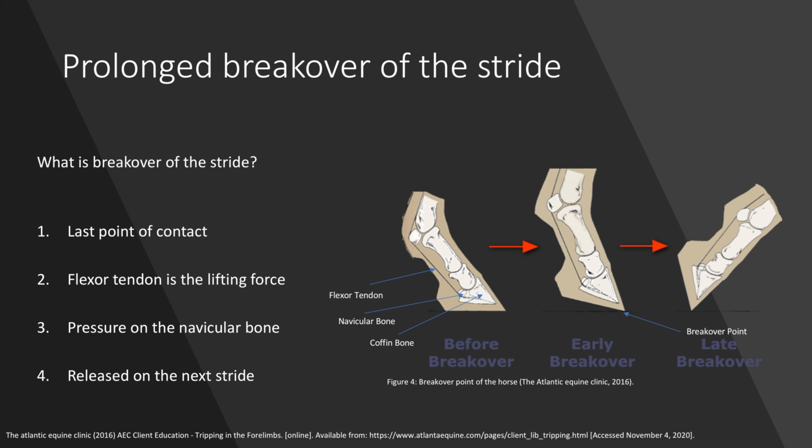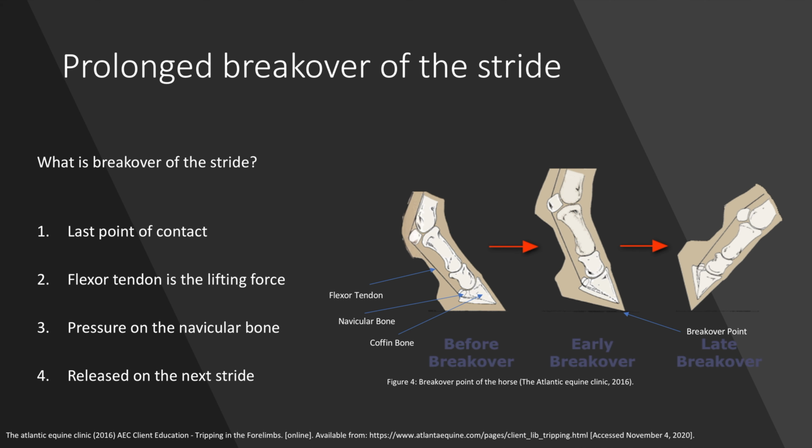A horse who has been shod and left with a longer toe can cause delay on the breakover. More force is used to lift the weight of the horse over the breakover point, therefore putting more pressure on the horse's hoof wall, navicular bone, tendons and ligaments.